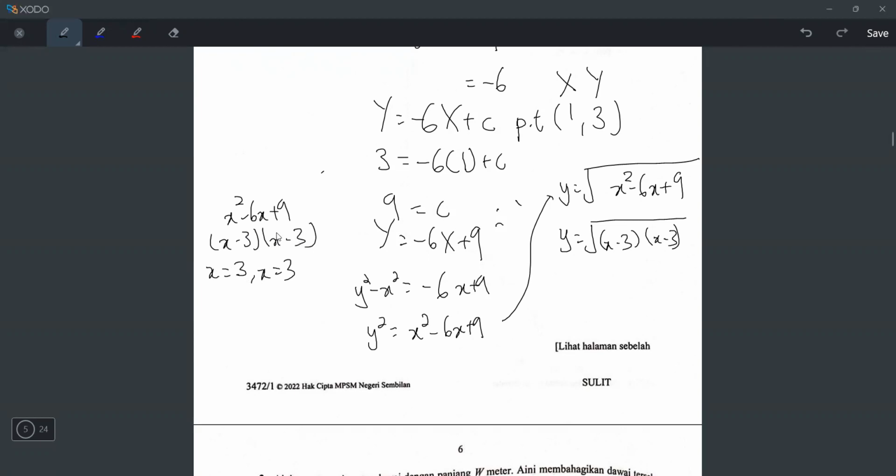And of course, if you are still suspicious, you can try to expand this bracket. You will really get back this one, if you expand back, if you multiply it out. So we can say that this is actually x minus 3 square, because x minus 3 times itself, right? And we all know square root and square can cancel each other. So I will just be left with y equals x minus 3. So that is the answer for question 2.